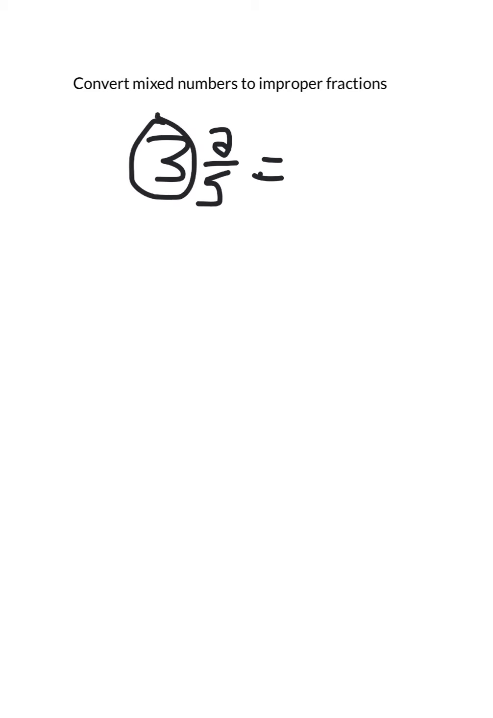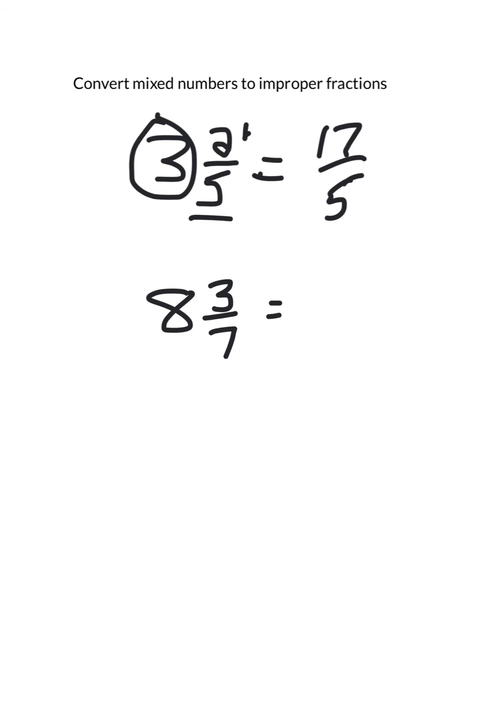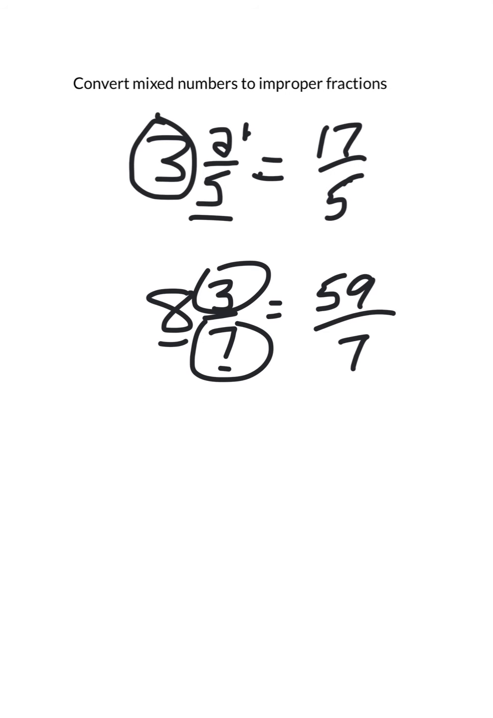Let's do this one without using boxes. So I know I have 3 wholes, and they each have 5 in them, so we're talking about fifths. So I know there's 15 there. And then I know I have 2 more left over, so that gives me 17 fifths. So for 8 3/7, I know I have 8 wholes. There's 7 in each one, so that gives me 56. And then I have 3 left over, and that becomes 59/7. The bottom number never changes because we're talking about the same size pieces.